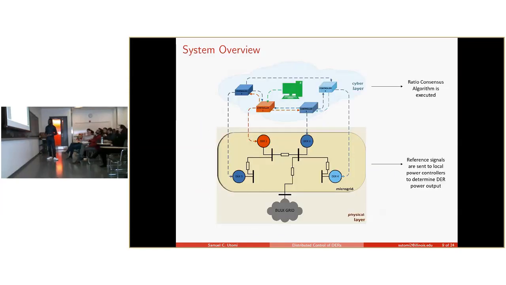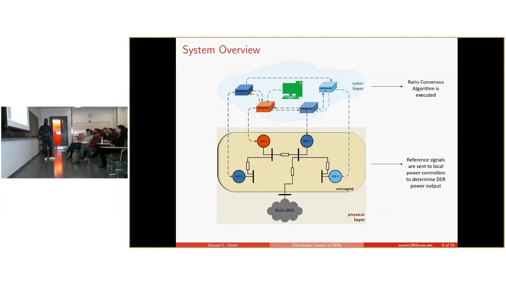I'm going to start by giving a system overview of our hardware-in-the-loop testbed. What we have here is a computer, and that computer is acting as the aggregator. The aggregator receives signals from the ISO, the regulation signals. The job of the computer, acting as the aggregator, is to send these regulation signals to the leader node. In this case, the leader node is the one in orange. Once the leader node receives those regulation signals, it distributes that signal accordingly among the other nodes in the network using the ratio consensus algorithm, which I'll talk about in more detail later.